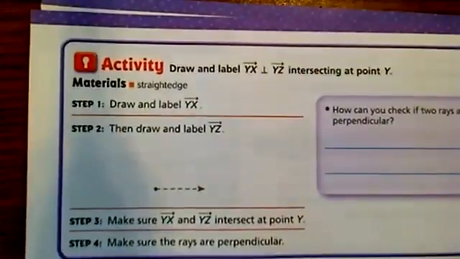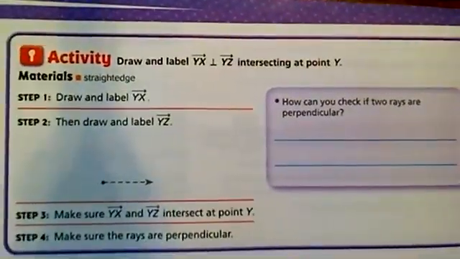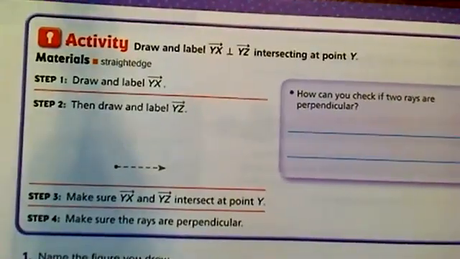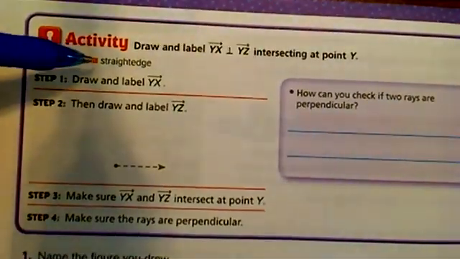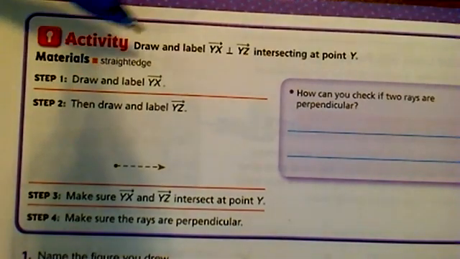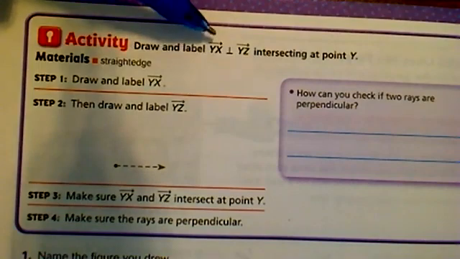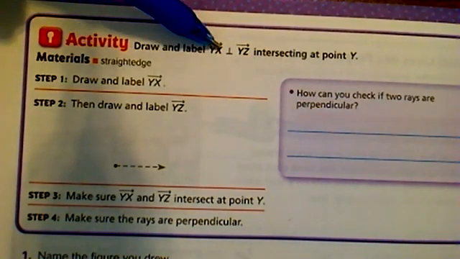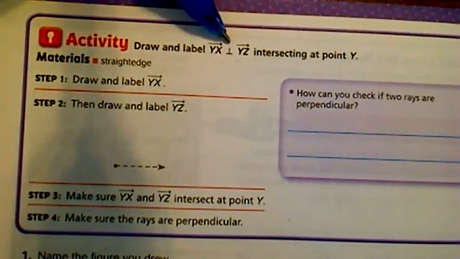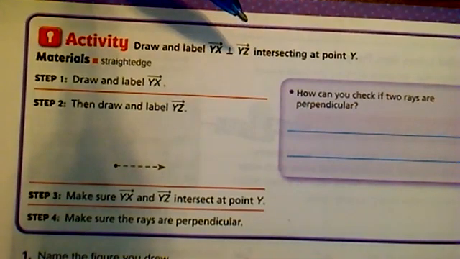Okie doke. Let's turn our page over. I'll bring this down so you can see this a little better. And let's look what we're asked to do here. Now I don't have a ruler with me, so I don't have a straight edge. I'm going to just draw this as straight as I can. But we're going to draw some of these out now. So we're going to draw and label ray YX, that is going to be intersecting ray YZ.